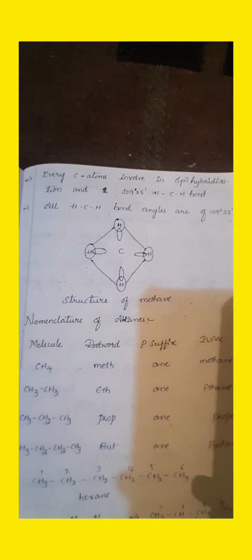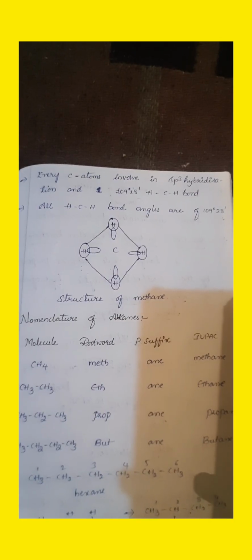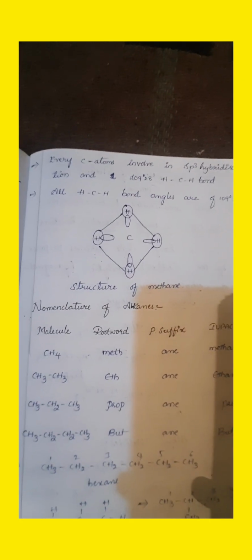Every carbon atom is involved in sp3 hybridization, and all the C-H bond angles are 109 degrees 28 minutes. This is the structure of methane.